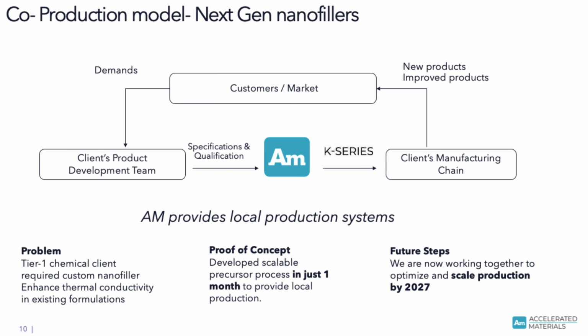We then help the client achieve their material specs. So the tier one chemical client gave us this job. And within a month, we actually delivered a successful proof of concept to them to provide local production. And come 2027, we are actually going to optimize and scale up production with them.